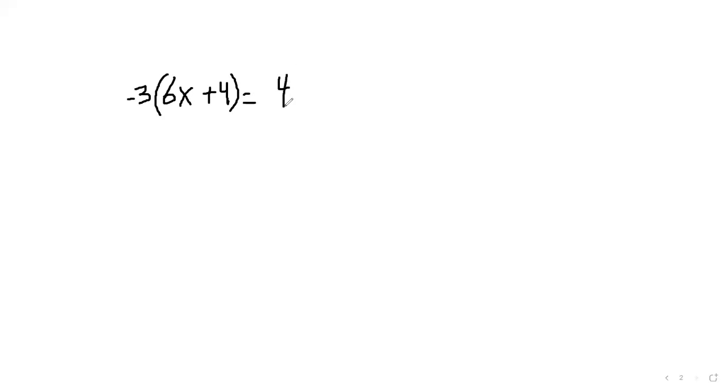Oh boy. All righty. Okay, so what do we do? We're going to distribute. So -3 times 6x is -18x. And a -3 times a +4 is a -12. And that still equals 42.